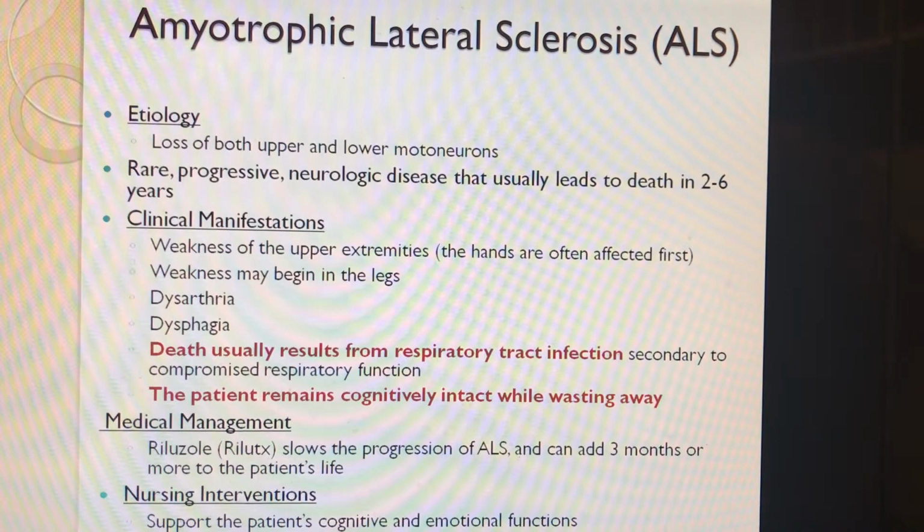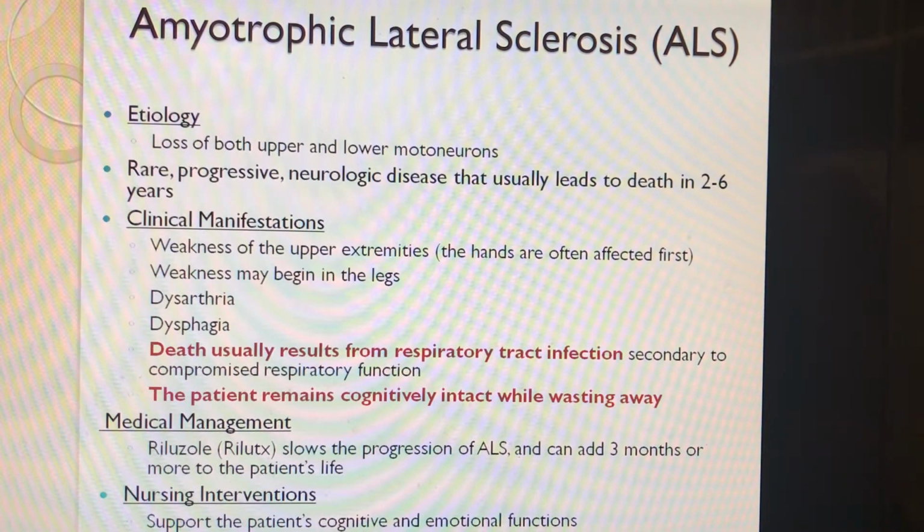You have next amyotrophic lateral sclerosis. This is known as ALS. This is loss of both upper and lower motor neurons. It is a rare progressive neurologic disease that usually leads to death in 2 to 6 years. Your clinical manifestations are a weakness of the upper extremities, with the hands being affected first. Weakness may begin in the legs also. They're going to have dysarthria, dysphagia, and death usually results from respiratory tract infection. The patient remains cognitively intact while wasting away.